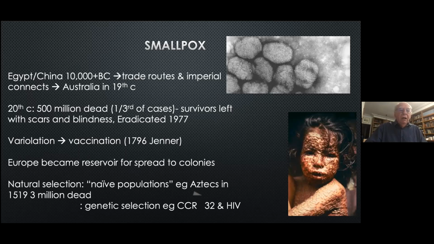Now, through history, smallpox became concentrated in Western Europe, and that became a reservoir for spread to the colonies of the major countries in Europe in the imperial era, and Australia was no exception. I've talked a little bit about natural selection, just to give you some idea of the impact of smallpox in naive populations. That's native populations that had never seen the disease. When the Spanish met with the Aztecs in 1519, there were 3 million deaths amongst the Aztecs from one epidemic of smallpox.